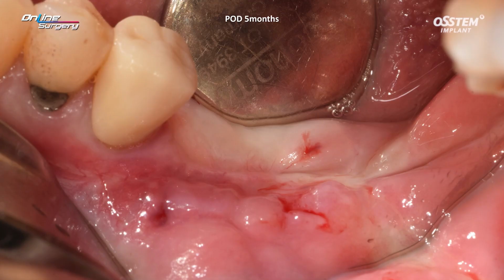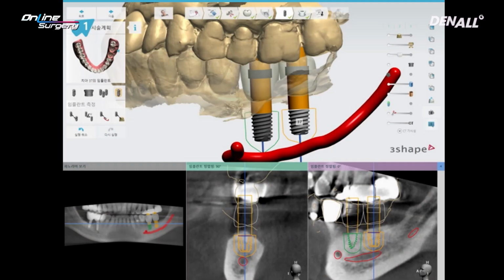this is about 5 months after grafting. Anyway, healing was properly progressing. As you can see, the scar tissues are abundant in the soft tissue, and the keratinized tissue width is very narrow. It was necessary to make efforts to improve soft tissues.